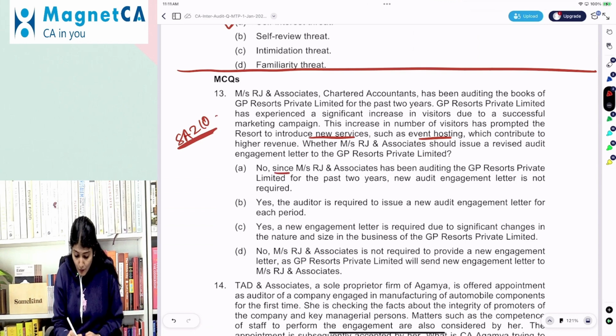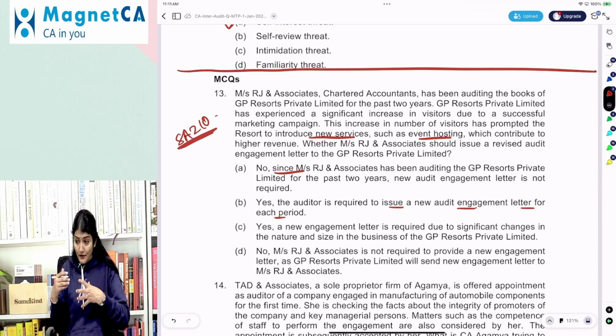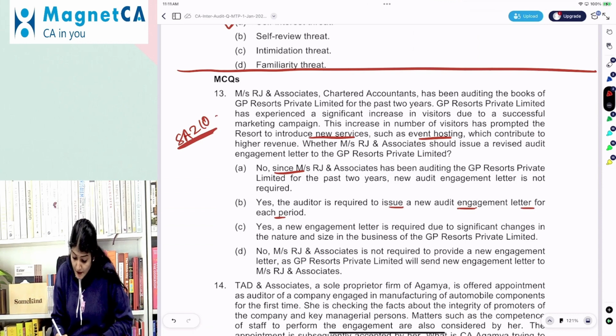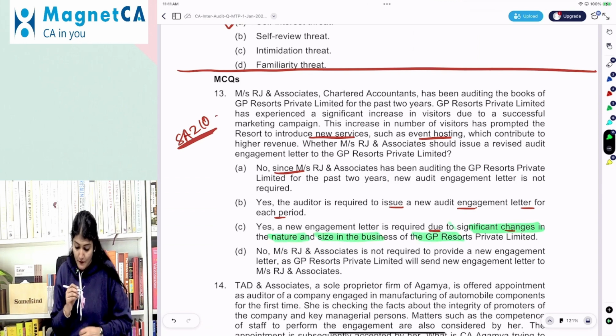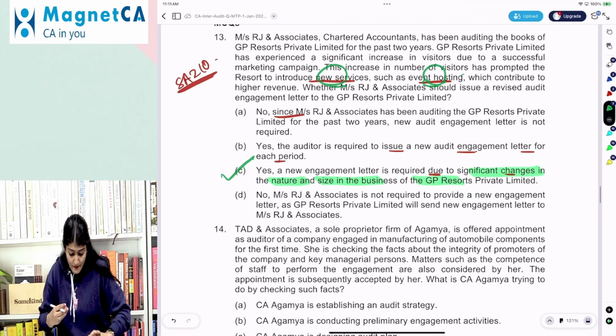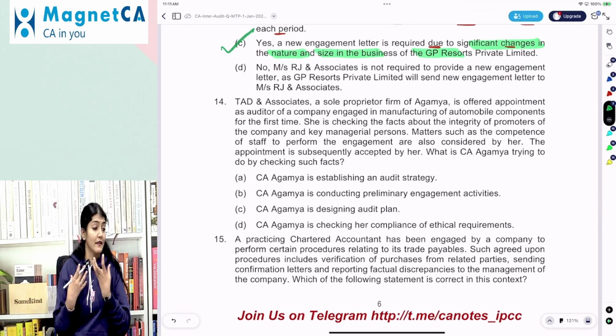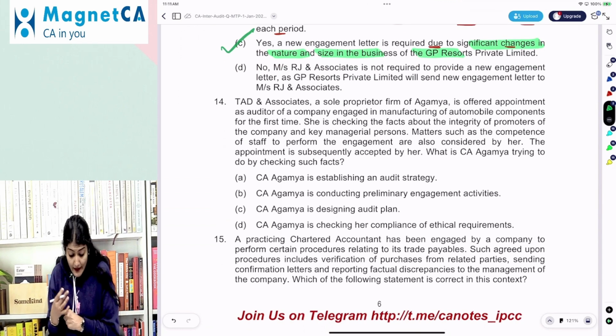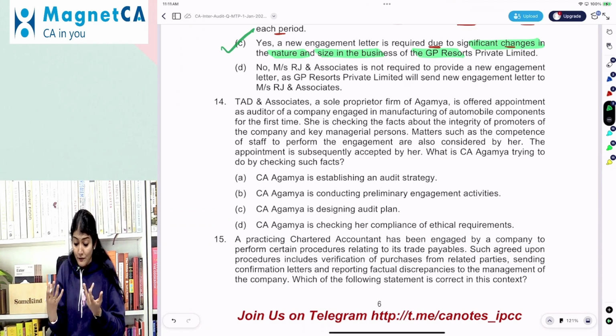Right? So one says no, a new engagement letter is not required. Another says yes, the auditor is required to issue a new engagement letter for each period. Or yes, a new engagement letter is required due to the significant change in the nature and size of the business, and it is not required otherwise. So there is a significant change in the nature and size of the business. That is why a new engagement letter is required.